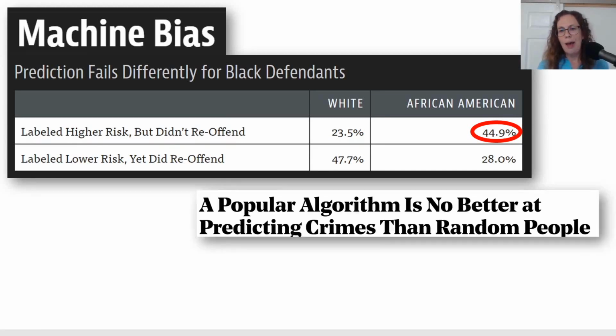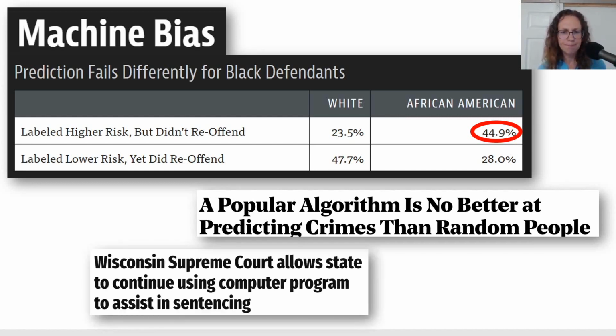A study from Dartmouth found that the software is no more accurate than Amazon Mechanical Turk workers, so random people on the internet. It's also a proprietary black box using over 130 inputs, and it's no more accurate than a linear classifier on 3 variables.